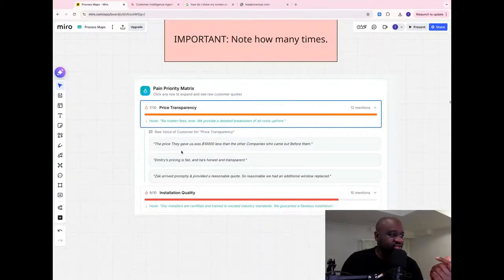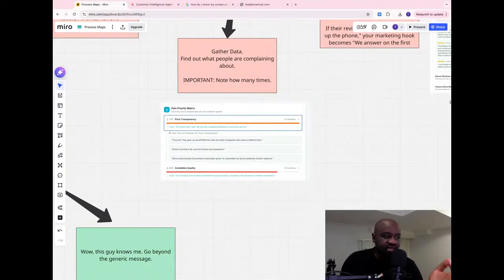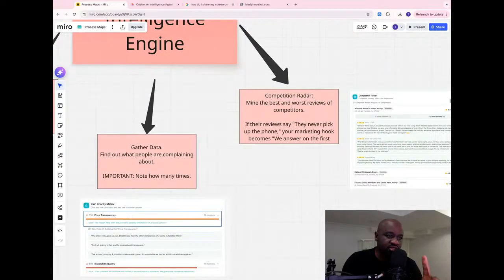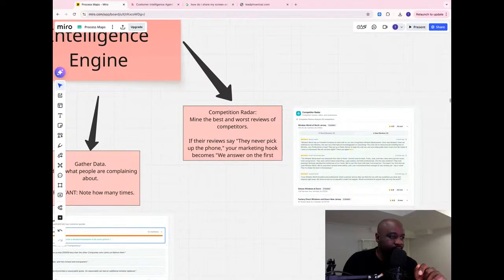So, for example, the person said, okay, the price they gave us was $10,000 less than other companies who came out before them. Their pricing is fair, right? So we know that people are really concerned about price transparency. So we can now decide what kind of hook we're going to use in that marketing, right? Again, let's not get ahead of ourselves. I'll show you how this tool works, and then we can get that all set up.